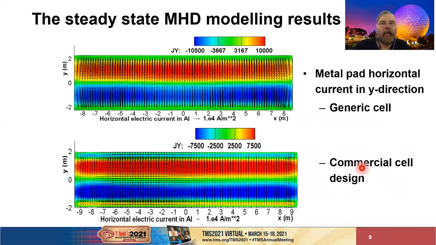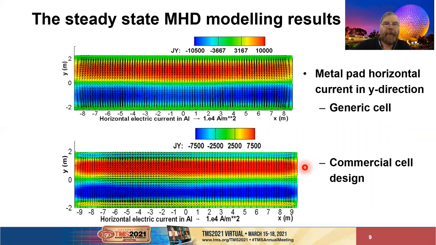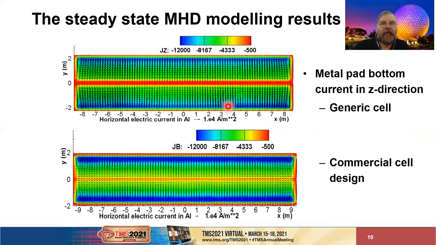So this is the Y direction, the transverse current density. It is more intense in the generic cell. The reason is that there's less ledge in the perimeter of this cell compared to this one. That explains also why there was a bit more GX, because there's more ledge in the end also. And the third is the vertical current density in the metal pad. Again, here we can see the effect of having more ledge on the solution here, more intense and further away from the edge of the liquid zone.